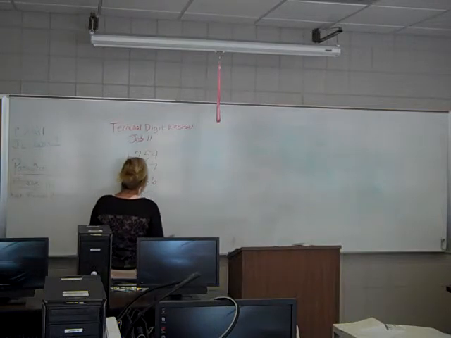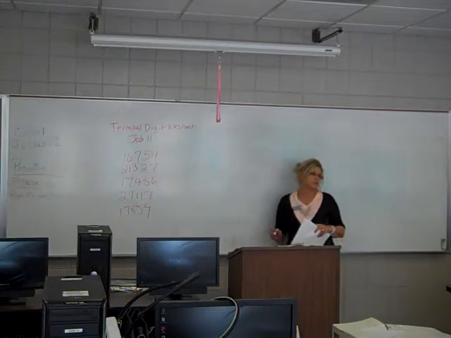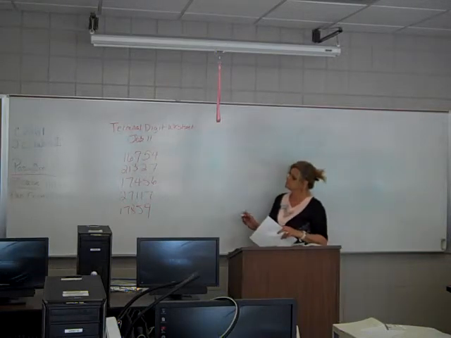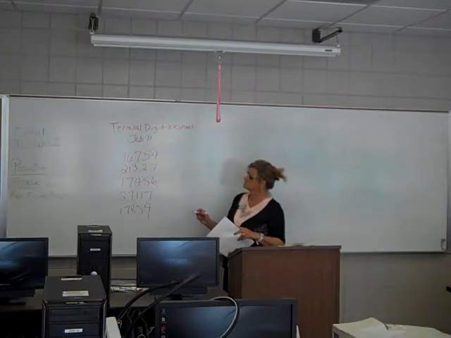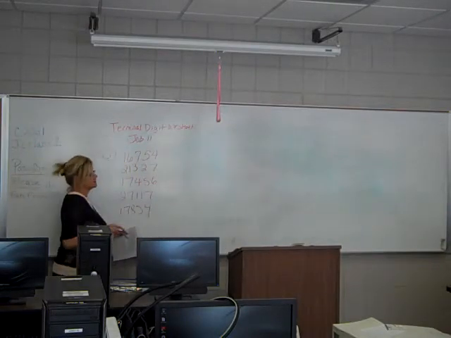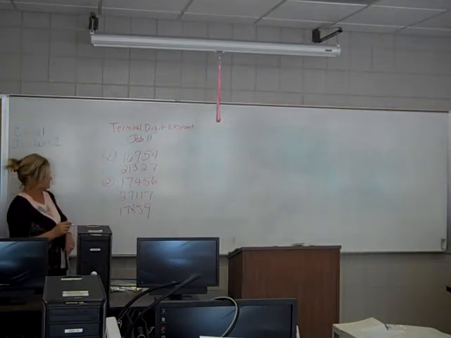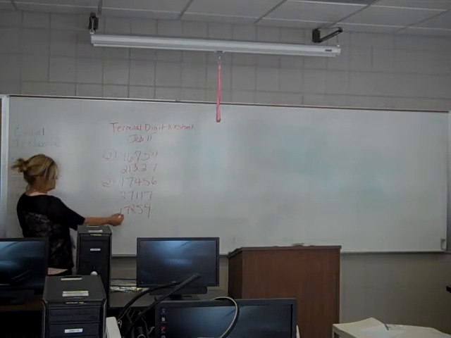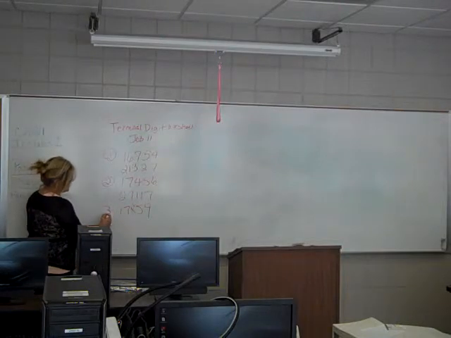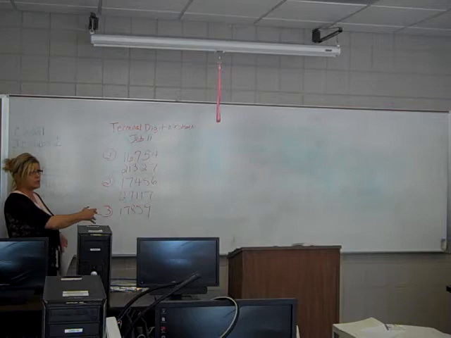So in these numbers right here, what's the first three numbers that's in consecutive order? 1, 2, 7, 5, 4. So this is the first one. 1, 7, 4, 5, 6. 2, 1, 3. 1, 7, 8, 9. 1, 7, 8, 5, 9. Okay. So that's in consecutive order.